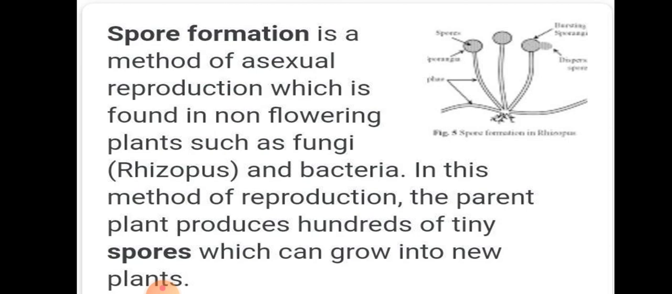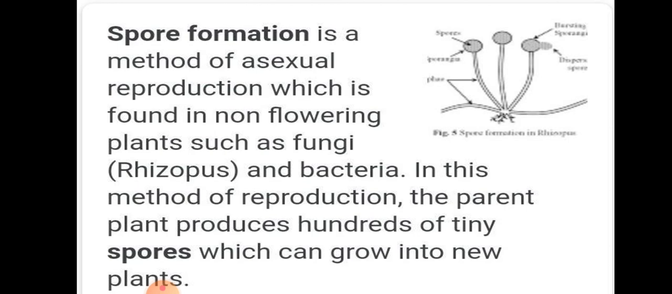In this method of reproduction, the parent plant produces hundreds of tiny spores which can grow into new plants. The spores are circular and can grow into a new plant under favorable conditions. Once formed, the spores are stored in a sac called sporangium. In the diagram you can see they are stored in a sac. This sporangium bursts and the spores get scattered by rain or wind and start developing into a new Rhizopus plant under favorable conditions.